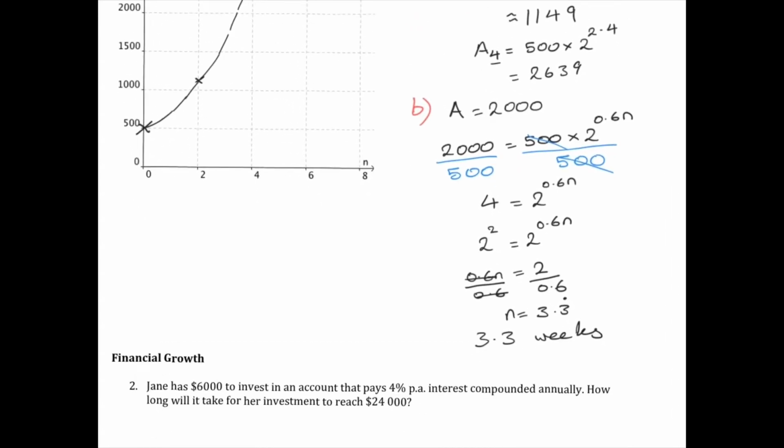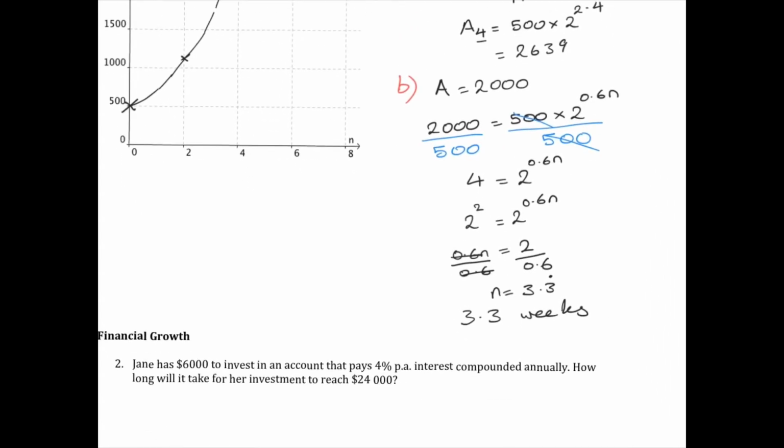Now, what we also could have done instead, let's just say this number here was like a 6 or something that we couldn't easily get in base 2. Well, from this step, what I could have done is taken the log of both sides. I don't even have to use base 2, I could just use base 10, whatever I want. And what happens with the power? That power jumps to the front, so I end up getting log of 4 equals 0.6 n log of 2.